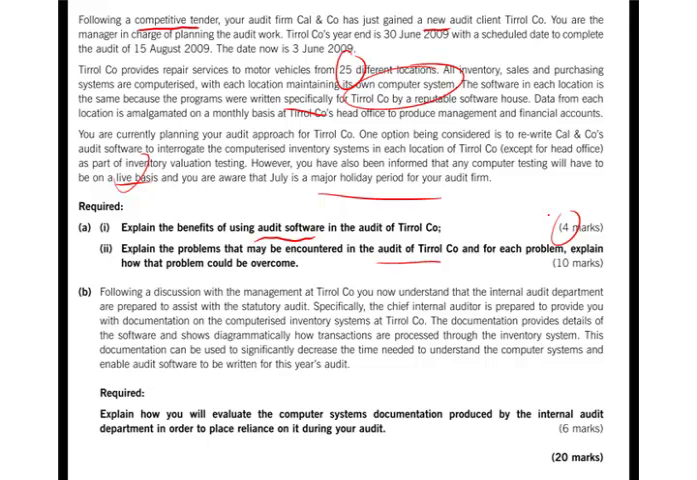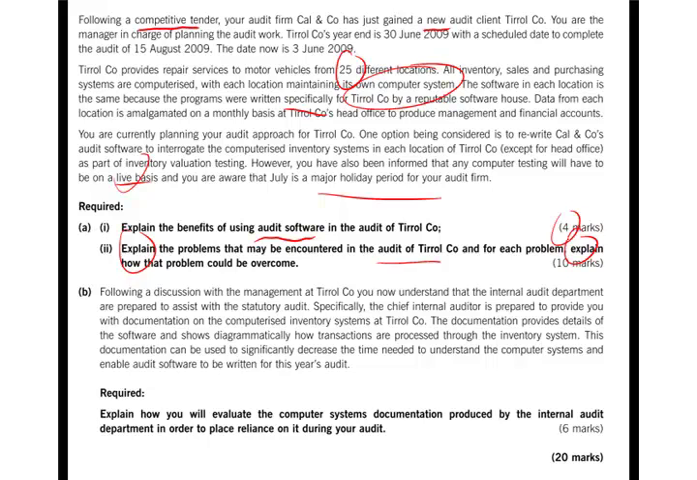Explain the problems that could be encountered in the audit of Tyrrell, and for each problem, explain how it could be overcome. So there are kind of 2 requirements within that. Almost certainly the best way to set it out is going to be in a columnar form. The first column explaining the problem, and the second column explaining how you're going to overcome this problem.